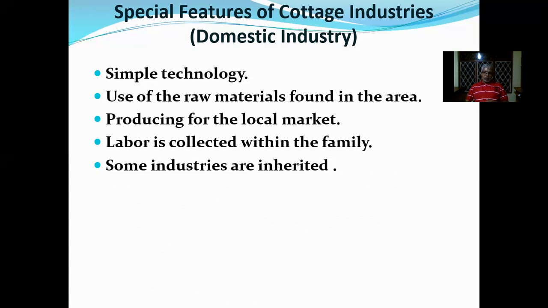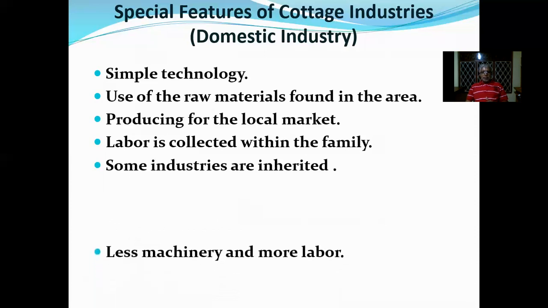Therefore, some industries are inherited because only a group of people engage in that industry. Such industries can be found in your surrounding also. You find them and you make a list of them with your parents or elder brothers and sisters. You find what are the inherited industries that can be found in your area and you make a list of them.